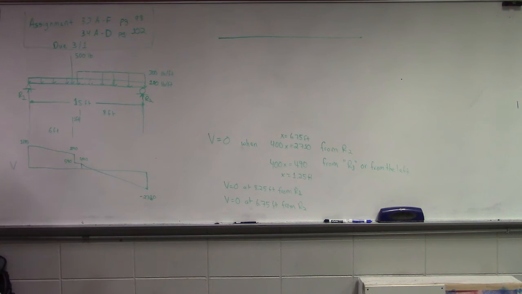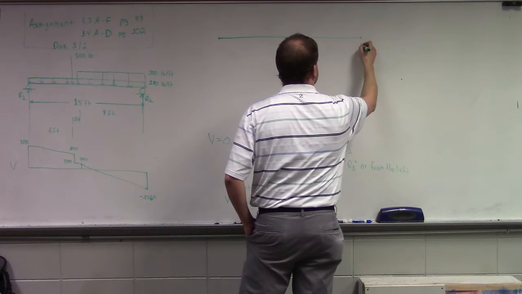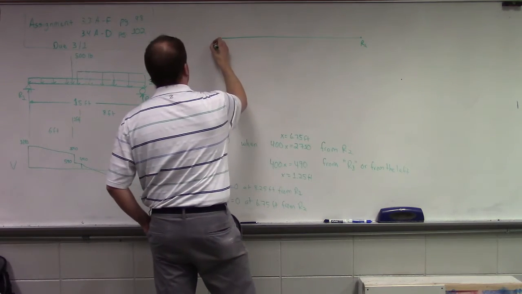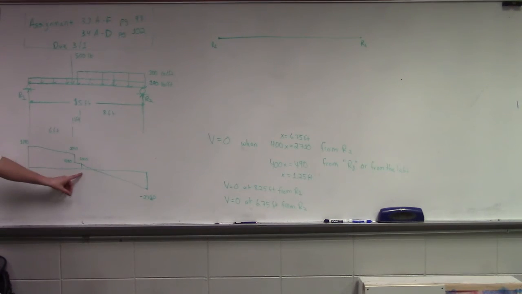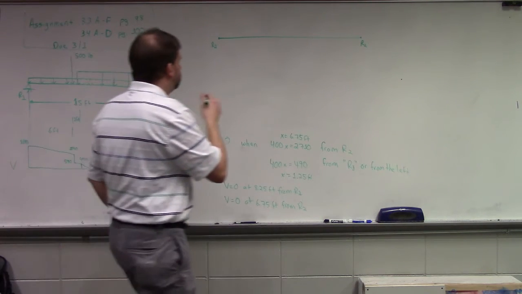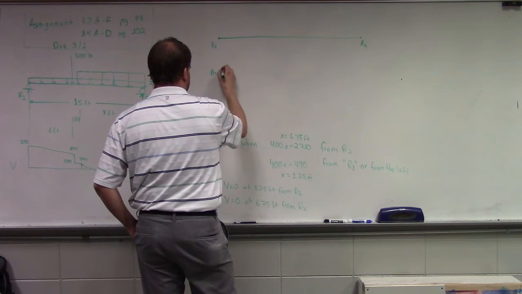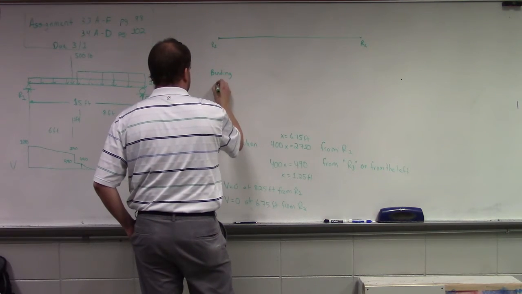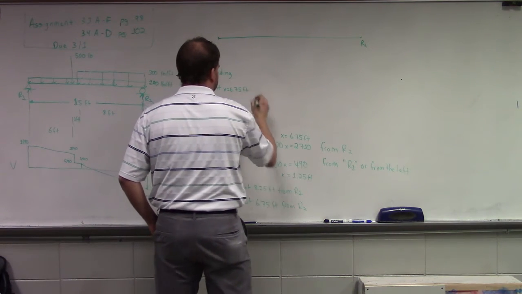Okay, so what point should we look at? What do we know it's going to be at the reactions? 0. It's going to be 0 at the reactions, right? But we need to figure out what's going on in between. So we already know that we need to figure out what's going on here, right? What is our bending at x equals 6.75 feet?